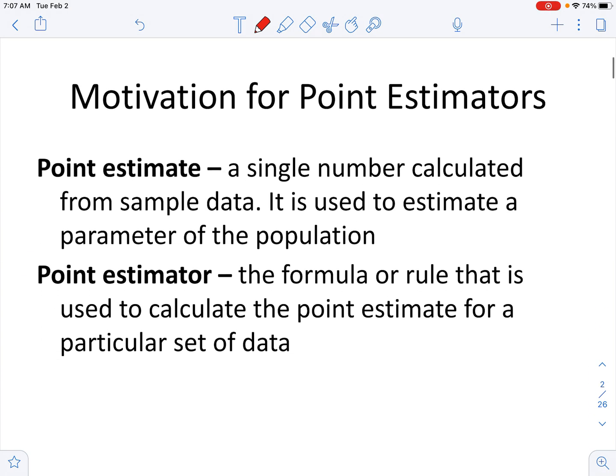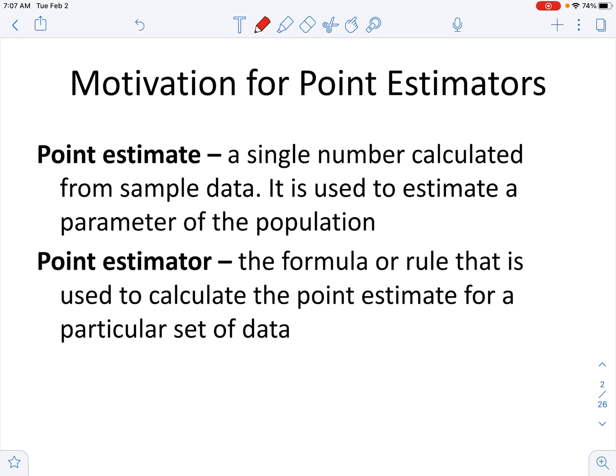So as we go through it, a point estimate is just a single number calculated from sample data. It's used to estimate a parameter of the population. So that's just like, what do we want to know about the population?